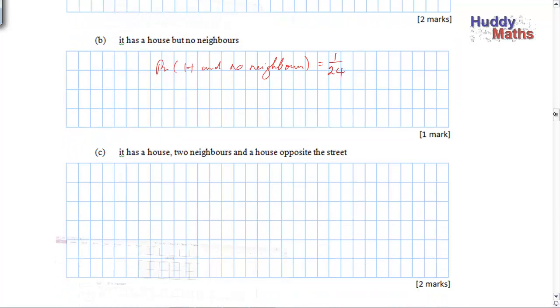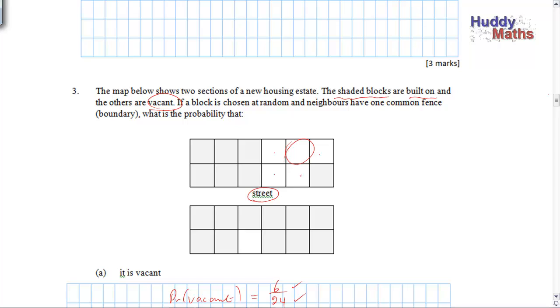Has a house, 2 neighbours, and a house opposite the street, meaning over the other side of the street. So we've got to find those that have a house, 2 neighbours, and a house on the opposite side of the street. Well, let's have a look. This has got 2 neighbours and it's got a house on the opposite side of the street. There it is. So they will both be in it. The next one with 2 neighbours, this has got 3 neighbours, so that's not in it. This has got 3 neighbours. So this one's in it and so is this one. 2 neighbours and a house on the opposite side of the street.